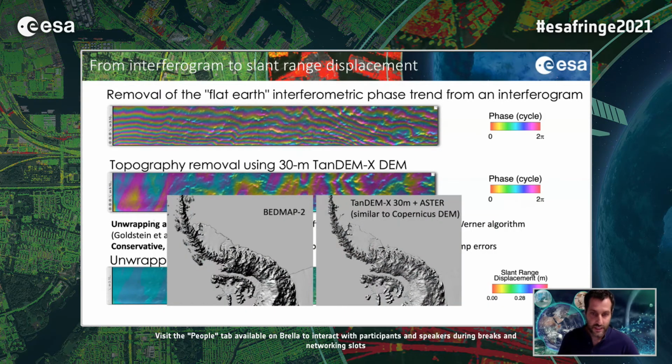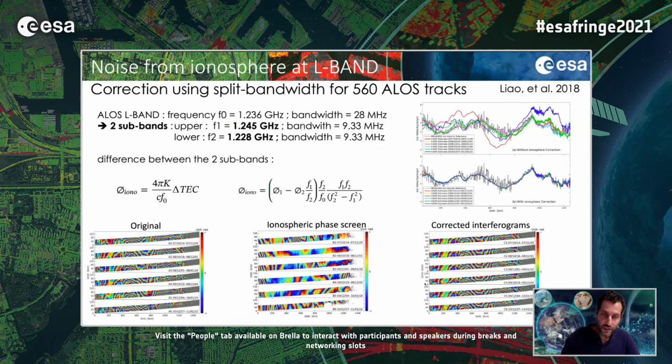Here, again, a correction. A second correction we did only for L-band. L-band has the issue of being at lower frequency, and so it's much more affected by the ionosphere. When you go through the plasma that composes the ionosphere, you're getting closer to the plasma frequency, and then it creates a delay on your phase.